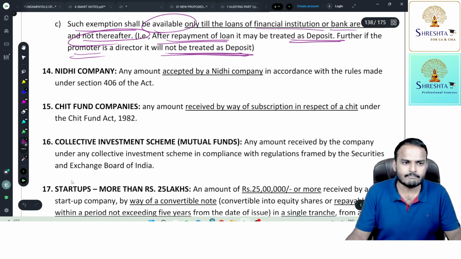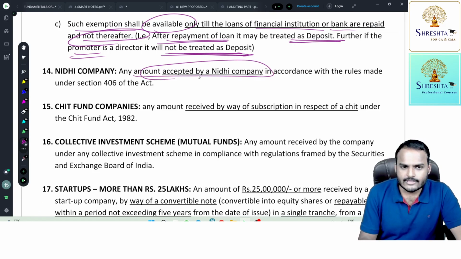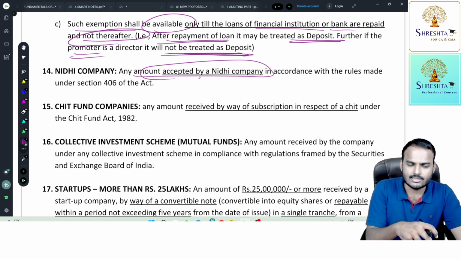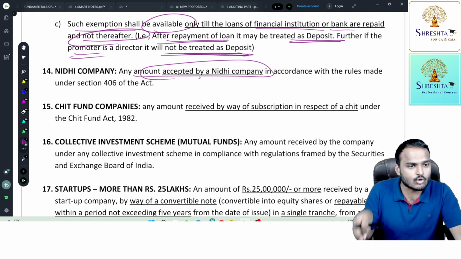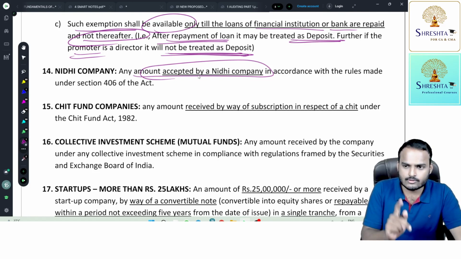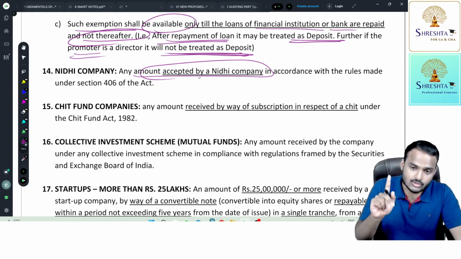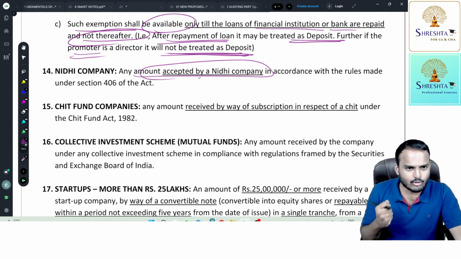Next one, Nidhi company. The main objective of Nidhi company is to promote saving habits among the members of the company, right? Now, whatever money they saved, they will deposit in Nidhi company. Yes or no? For such deposits, already a separate set of rules and regulations were prescribed under section 406 of the Act. So they will come under special category deposits. So yes, Nidhi rules will apply. These chapter rules will not apply. So whatever amount received by the Nidhi company, straight away they are exempted deposits.